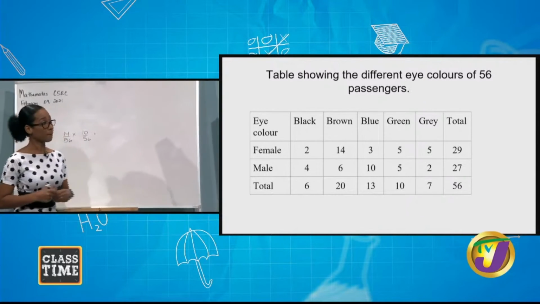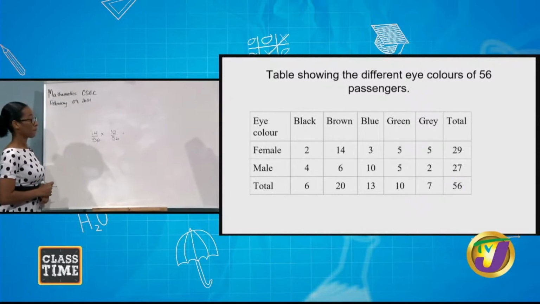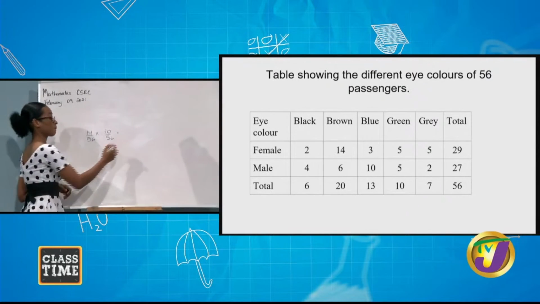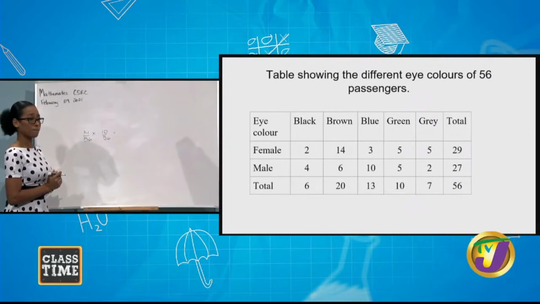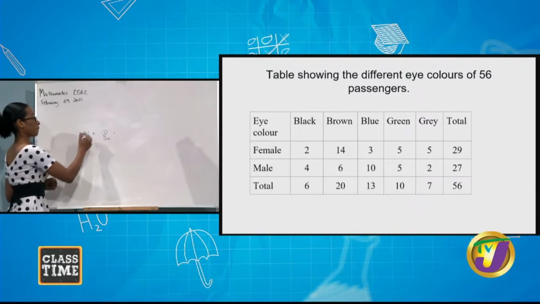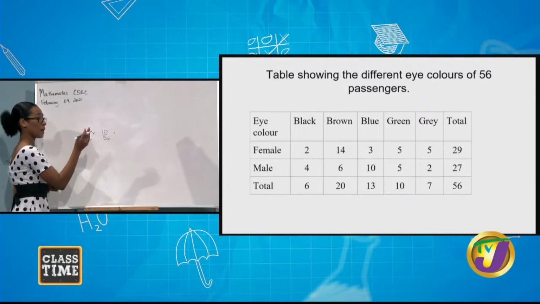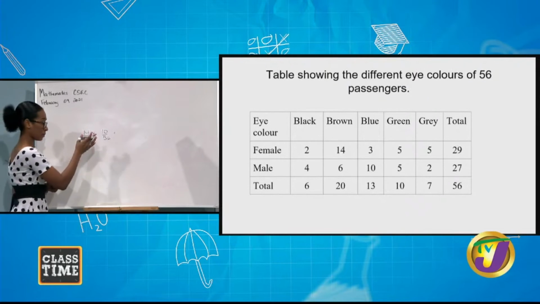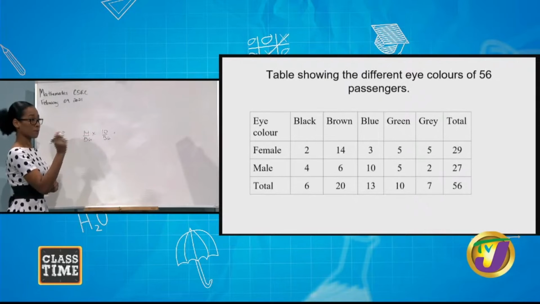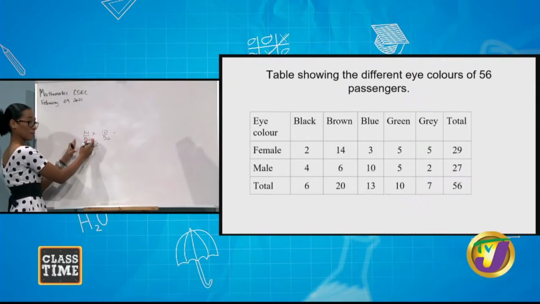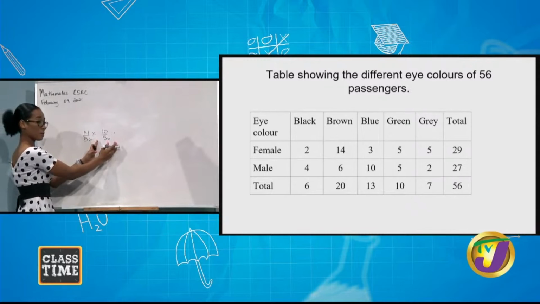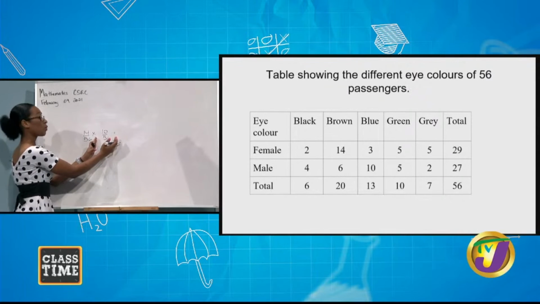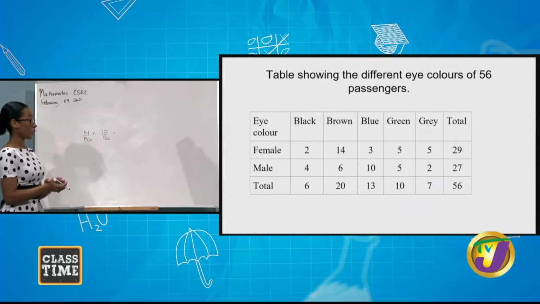All right. Now we know that we have learned about the multiplication rule, right? Let us see if it stands here. So the probability of sitting next to a female with brown eyes and a male with blue eyes is equal to the probability of sitting next to a female with brown eyes, which is 14 out of 56, multiplied by the probability of sitting next to a male with blue eyes, which is 10 out of 56. Great. Let's work that out.